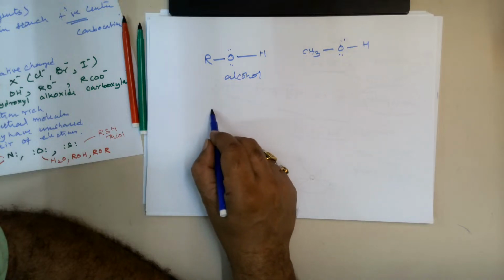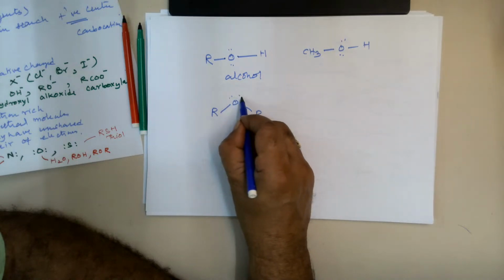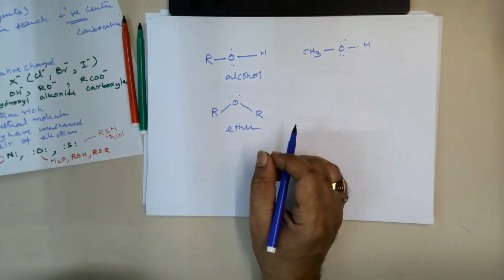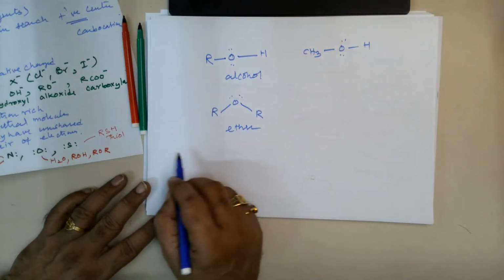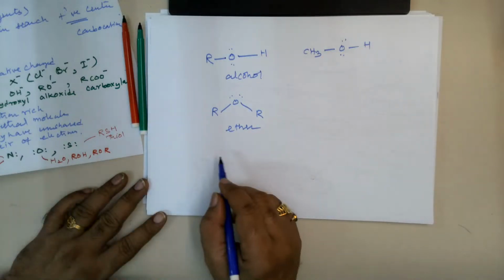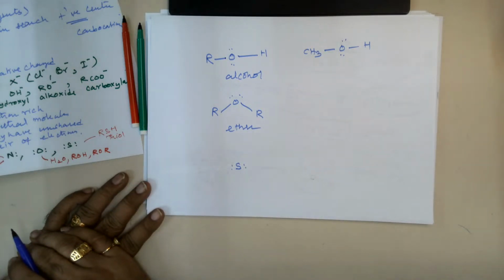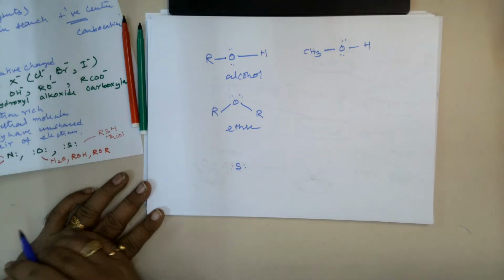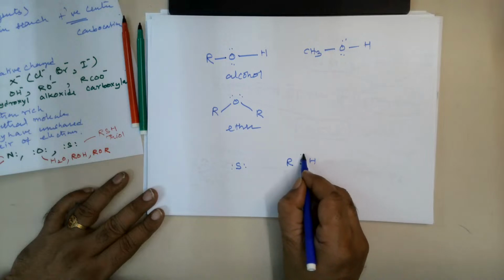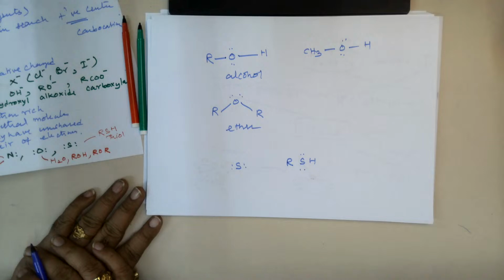ether? Ether is ROR. This is called ether. Then, these are all also nucleophiles. Then what about sulfur? Sulfur has got two lone pairs. As in the case of RSH, instead of ROH, you can put RSH. So you got one lone pair, another lone pair. This is known as thio alcohol, that is thiol.